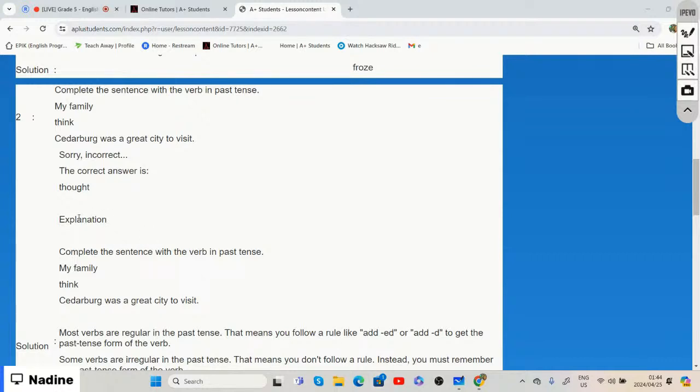All right. It says, my family think Cedarburg was a great city to visit. We need to give the irregular past tense of the word think.